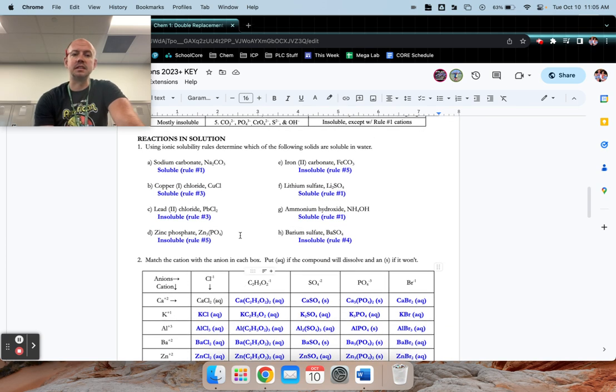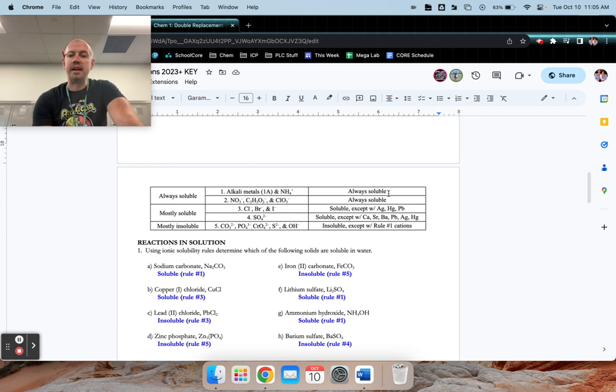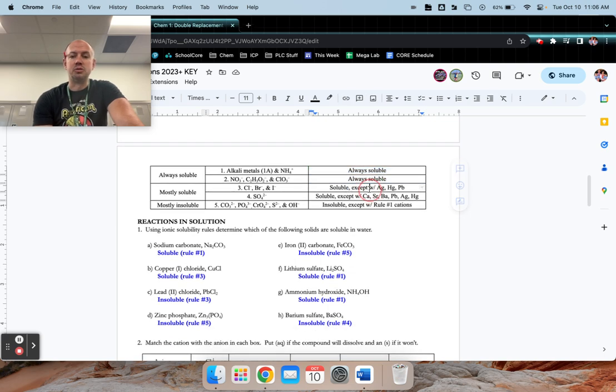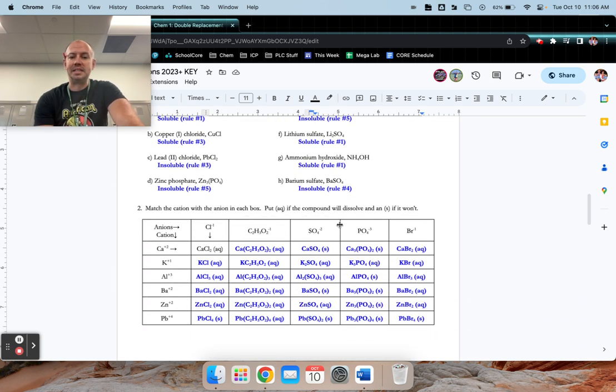We practiced this a little bit. We were looking at the different rules. Well, if it was in rule 1 or 2, no matter what it's bonded to, we are going to be dissolved. If we're in rule 3, we dissolve most of the time, but just a few exceptions. Rule 4, we dissolve most of the time with even more exceptions. But once we get down to carbonate, phosphate, chromate, sulfide, and hydroxide, we're almost always going to see insoluble, and those things would be solids.